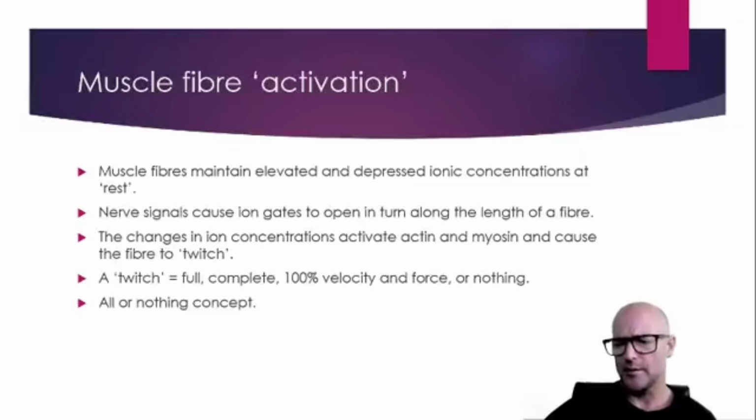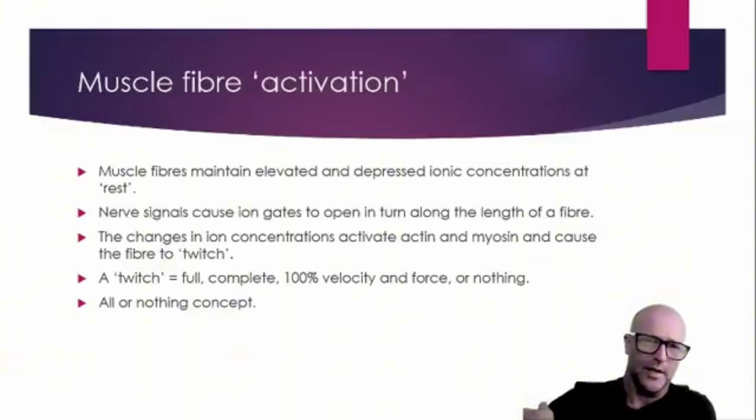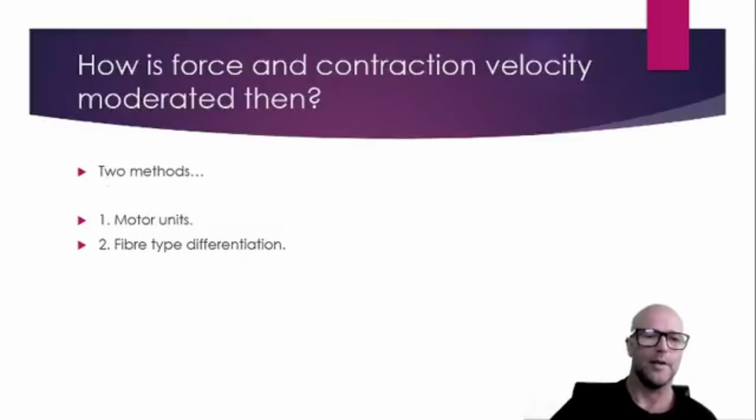Now that brings up a point or a question that people usually ask at that point, which is, well, hang on, we can contract our muscles faster or slower, and we can do so more forcefully or less forcefully. How is that so if every single muscle fiber contracts fully and at full force every time? Well, basically there are two methods by which the human body and the body of other animals with skeletal muscles actually achieve this. And it's pretty simple.